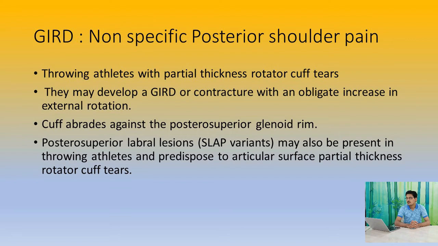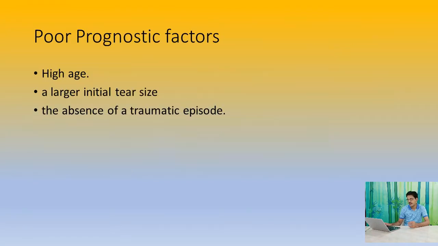Now, GIRD is a cause of non-specific posterior shoulder pain. And what is GIRD? GIRD is basically the reduced internal rotation at the expense of an increased external rotation, and it is usually seen in throwing athletes, and it is associated with partial thickness rotator cuff tears. This usually causes a contracture which leads to an obligate increase in external rotation, and here the cuff abrades against the posterior superior glenoid rim, and posterior superior labral tears and SLAP tears are more common in throwing athletes, and it predisposes to articular sided partial thickness rotator cuff tears.